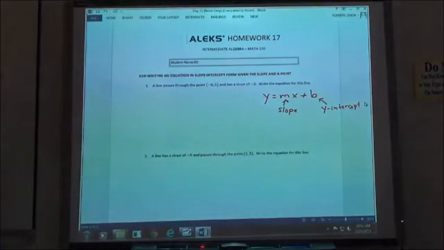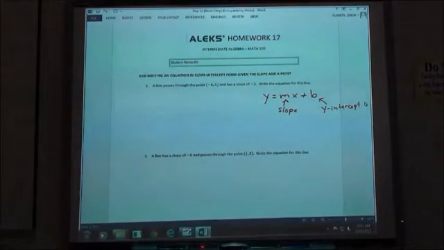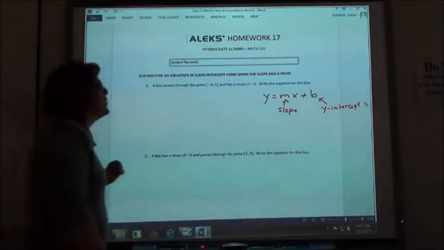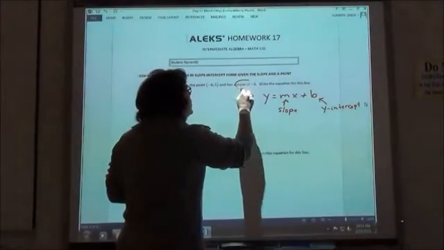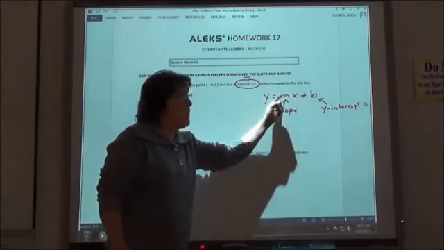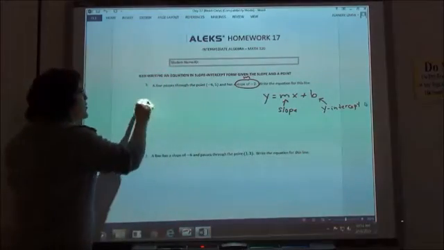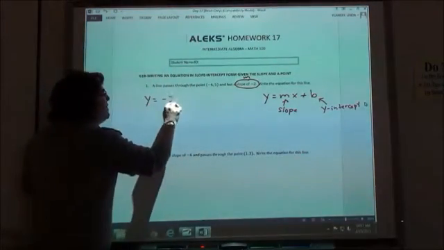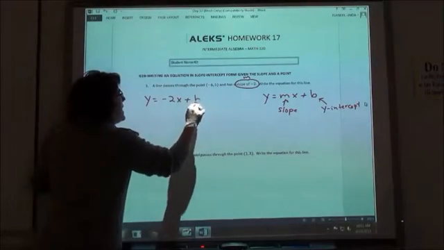It says a line passes through the point (-6, 5) and has a slope of -2. Write the equation for this line. Well, since I know the slope is -2, I can put that in place of the m, which is right in front of the x in my equation. So I'm going to write y equals -2x plus b.